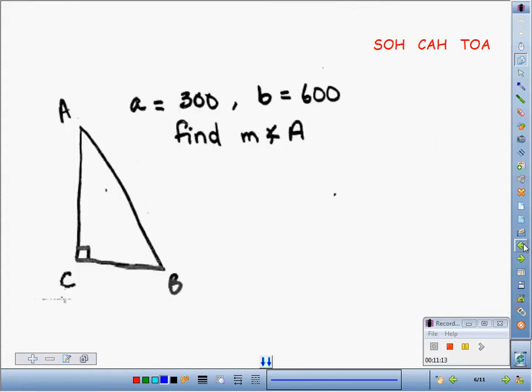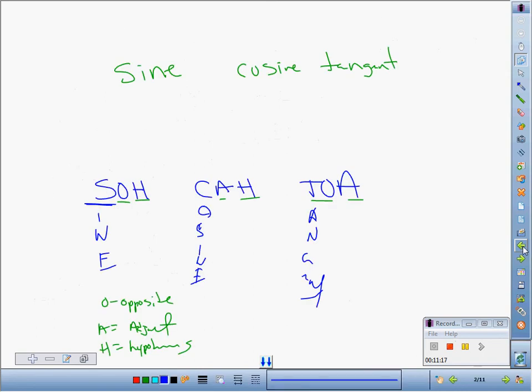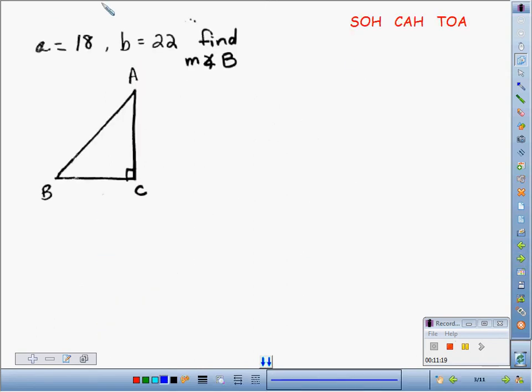Let's go back now and realize the problems that we skipped over. So all the way back to this first one, let's put the information in the picture. Little a is 18, little b is 22, and they want me to find the measure of angle B. Notice Pythagorean theorem is not going to help. I mean, sure, we could do it, and we could find that side length, but they don't want that side length. They want to know what's the measure of angle B, so put an arc mark in that.